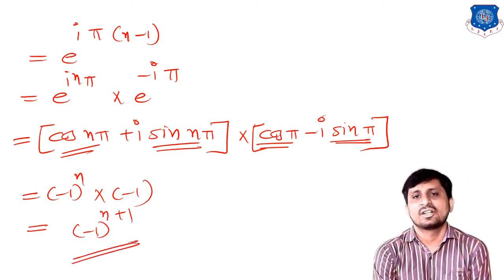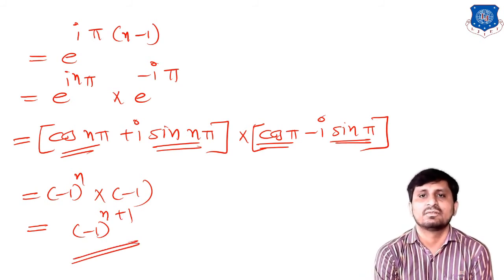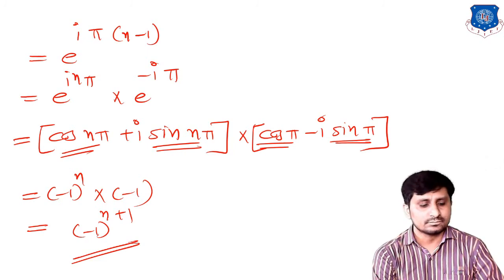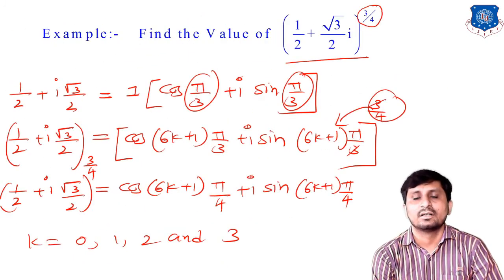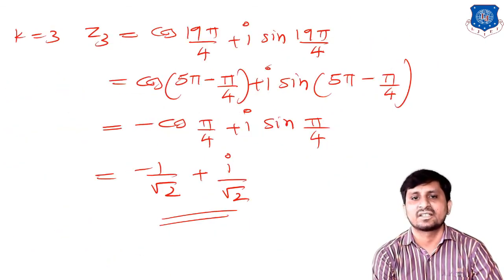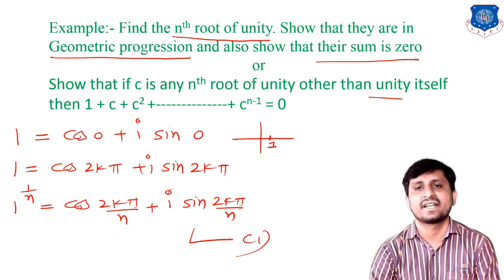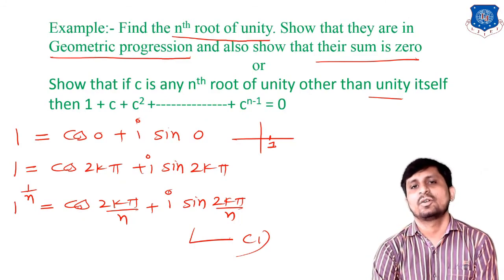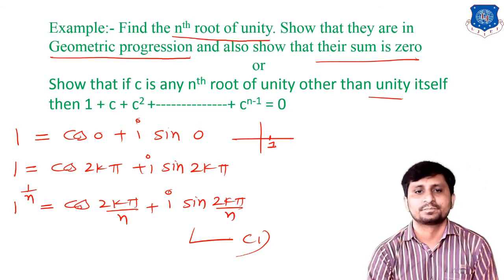So in today's lecture we again discussed roots of complex numbers, but with some important examples. This is our first example that we solved: 1/2 plus √3/2 i raised to 3/4. After that, a very important example, we found the nth roots of unity and proved that they are in geometric progression, and the sum of all nth roots of unity is 0.